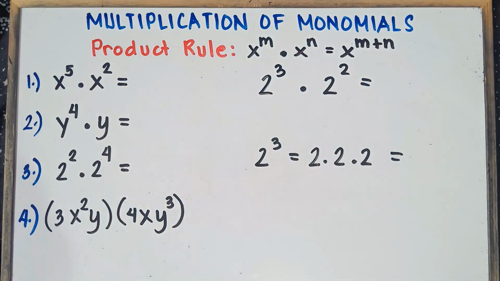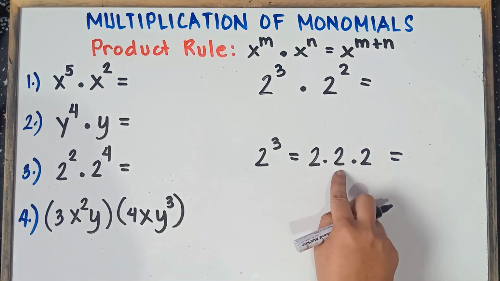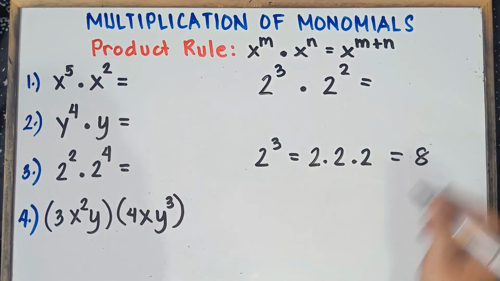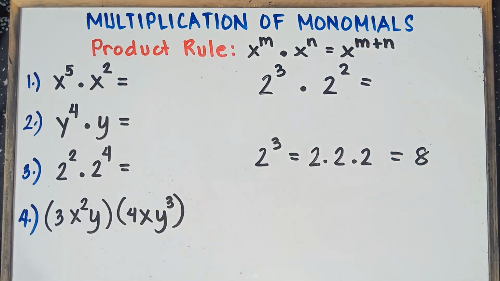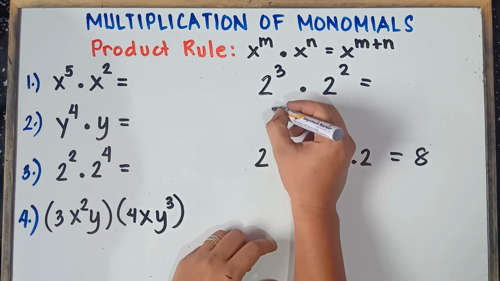And what would be the answer, class, if we multiply 2 by itself 3 times? 2 times 2 is 4, times 2, that would be 8. So therefore, 2 raised to the power of 3, the answer is 8.